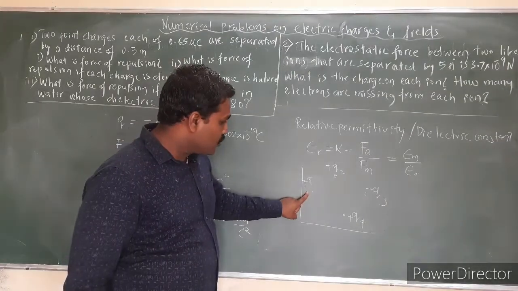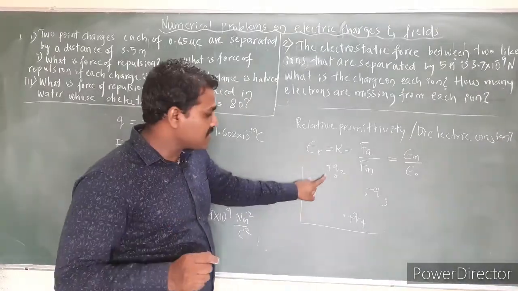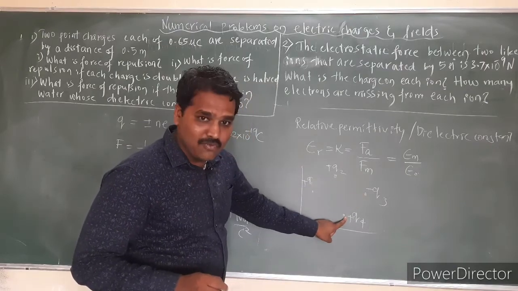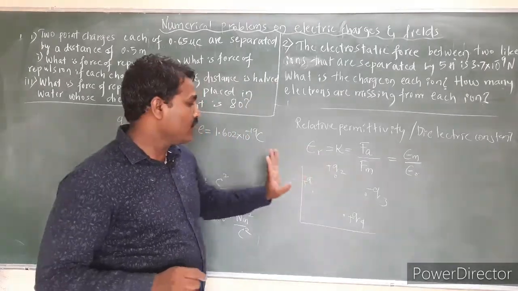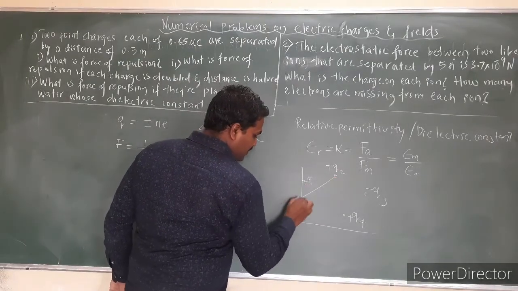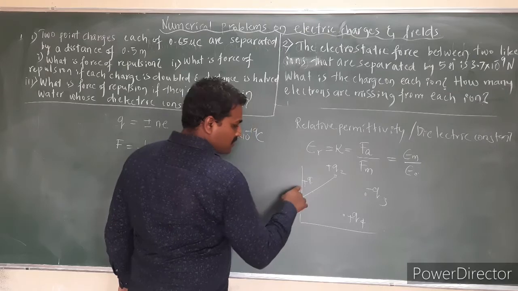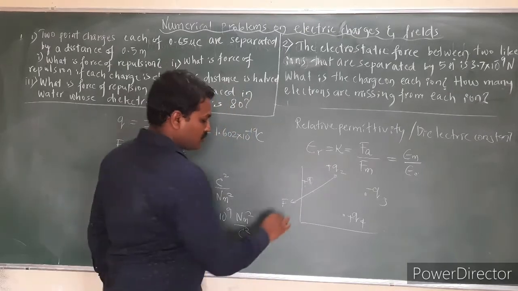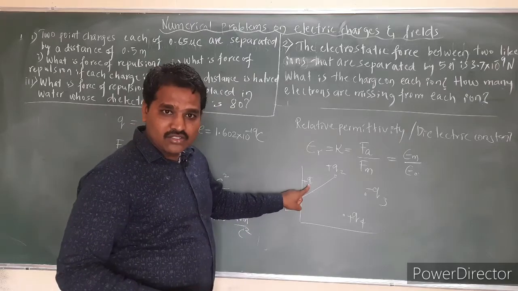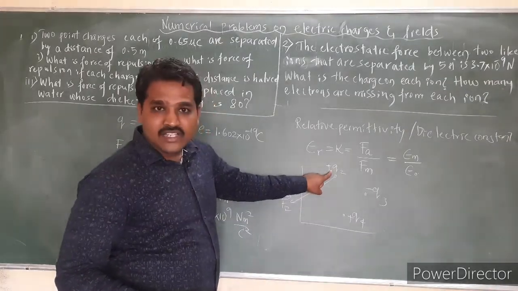On charge Q1, there will be a force exerted by charge Q2. There will be a force exerted by charge Q3, as well as a force exerted by charge Q4. Since these two are positive charges, the force will be repulsive between Q1 and Q2. So I write this as F12. F12 is the force acting on charge Q1 exerted by charge Q2.